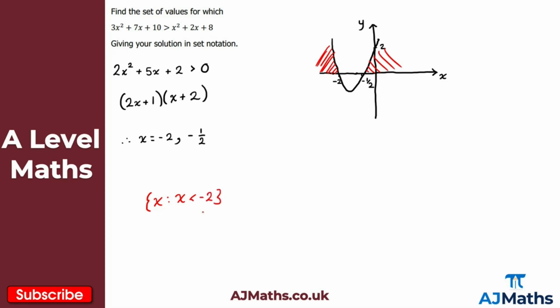And then we have the union, because we also need to include this solution here. The union with the set of x such that x is strictly greater than minus a half. Okay, and there we have it. So that's our solution to that question. And that brings us to the end of this video on exam revision for equations and quadratic inequalities.